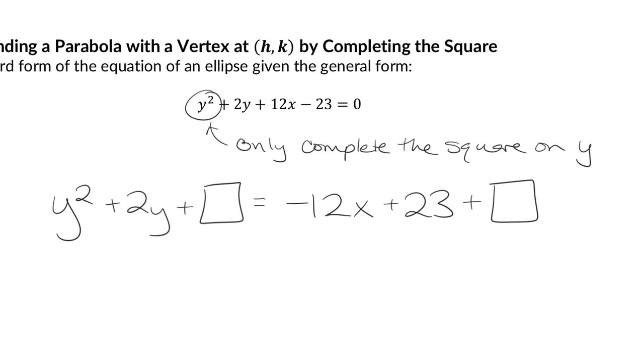We're already ready to complete the square here, because did I need to divide by anything in front of the y squared? No. Okay, again, we can handle this. The formula for completing the square is b over 2 squared. 2 over 2 is 1. 1 squared is 1. So the number that goes in the mystery box is 1. That's nice.